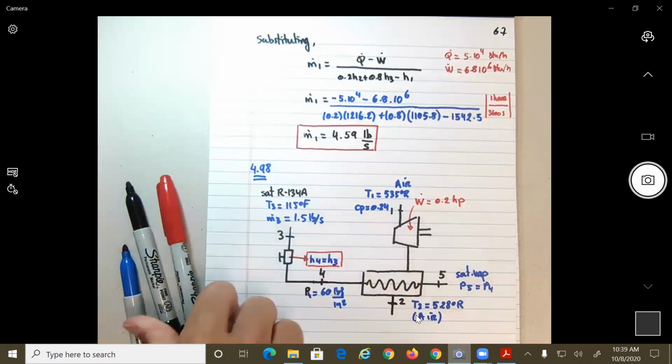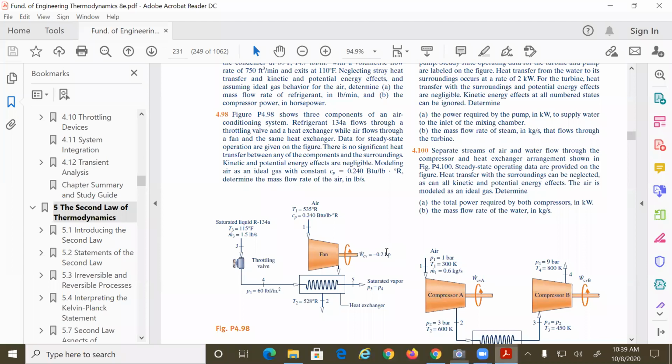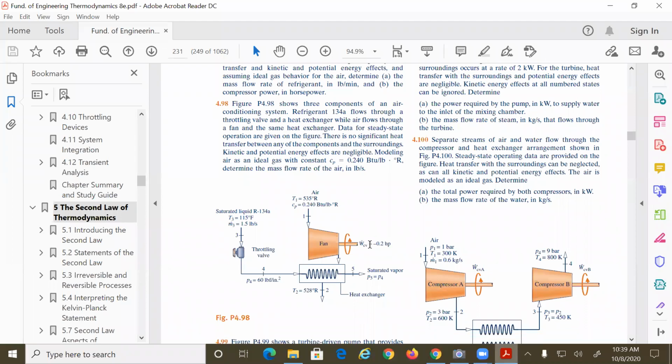Okay, that's the valve that implies this stuff. H4 equals H3. So the rest should be pretty similar to what we have done. Let's see what we need to find in this problem. So 4.98.